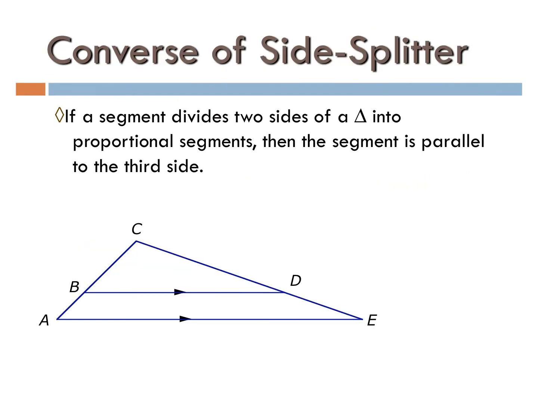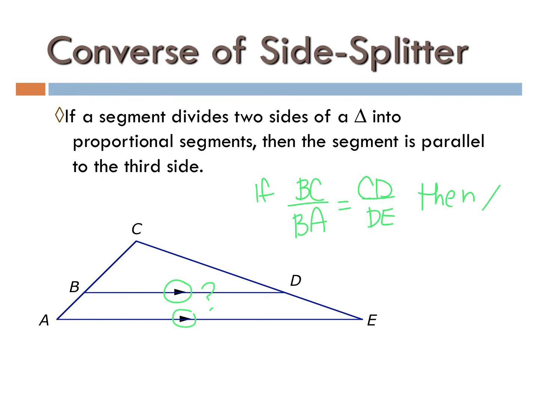The converse of the side splitter says if a segment divides two sides of a triangle into proportional segments, then the segment is parallel to the third side. So here you would say if you find that BC over BA happens to equal CD over DE, so really these should not be here because we're checking if that would be true. If that's true, then we know that segment BD is parallel to AE.